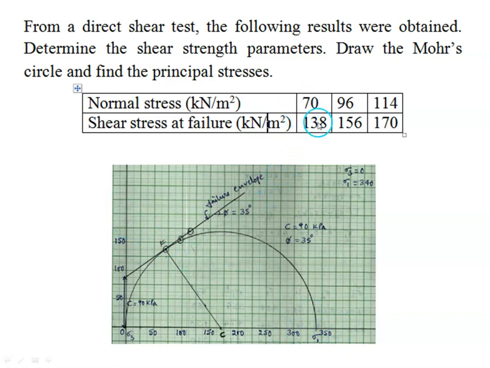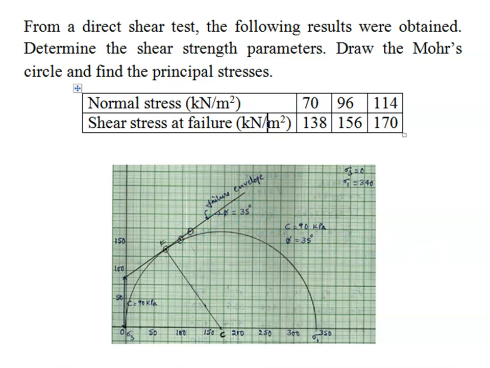3 points are given, 3 failure points are given, 70, 138. So corresponding to 70 and 138, plot the first point. Then corresponding to 96 and 156, plot the second point. Then corresponding to 114 and 170, plot the third point.